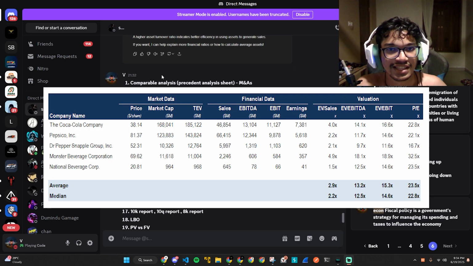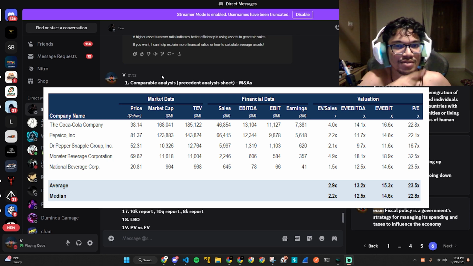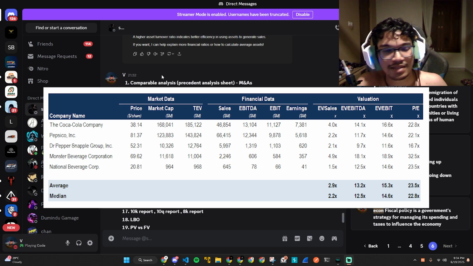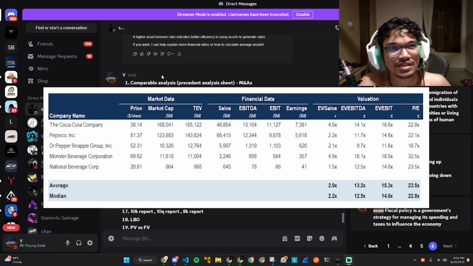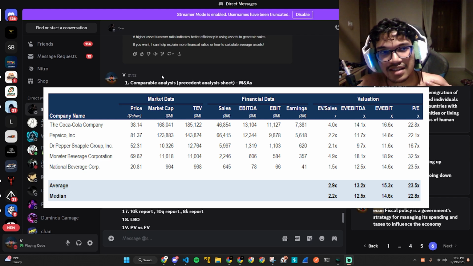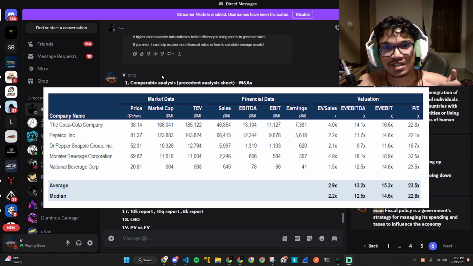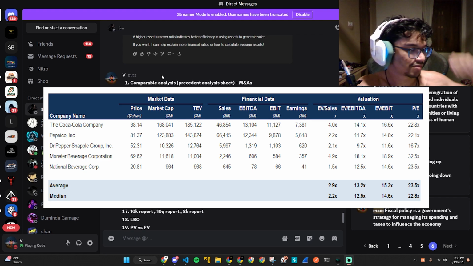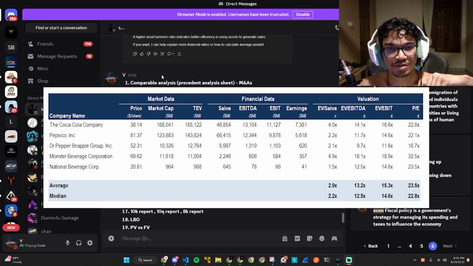Precedent analysis sheet, right? This is where you have the enterprise value, the market capitalization. So enterprise value, what else? The EBITDA, the EBIT, which is earnings before interest and taxes, EBITDA, which is earnings before interest, taxes, depreciation, and amortization, and overall we have the price to earnings ratio, which is the total price of the stock compared to how much you really make, as a ratio. And we also have what else?